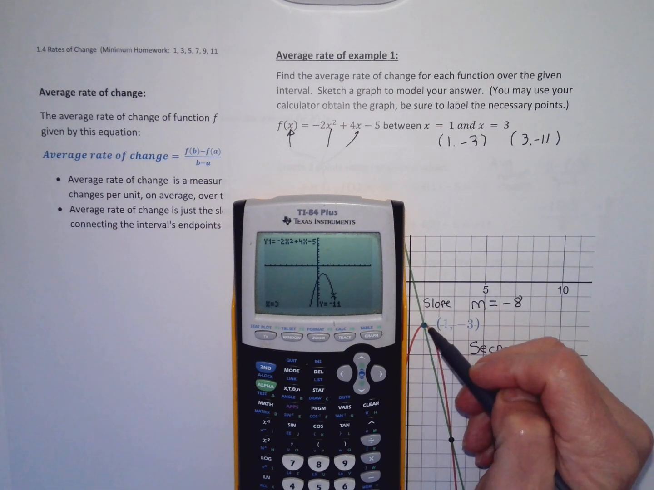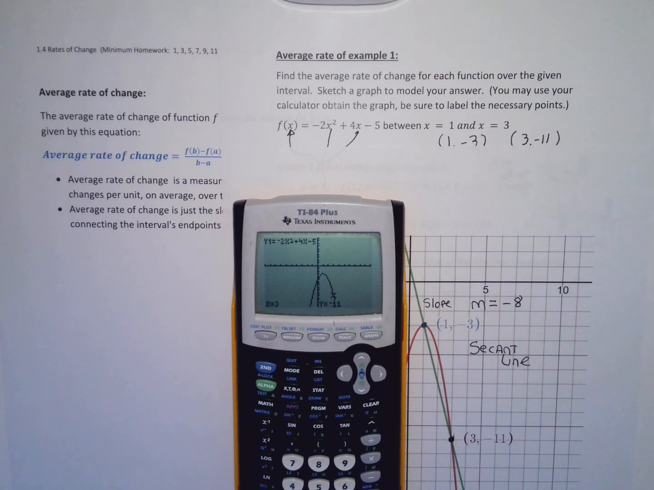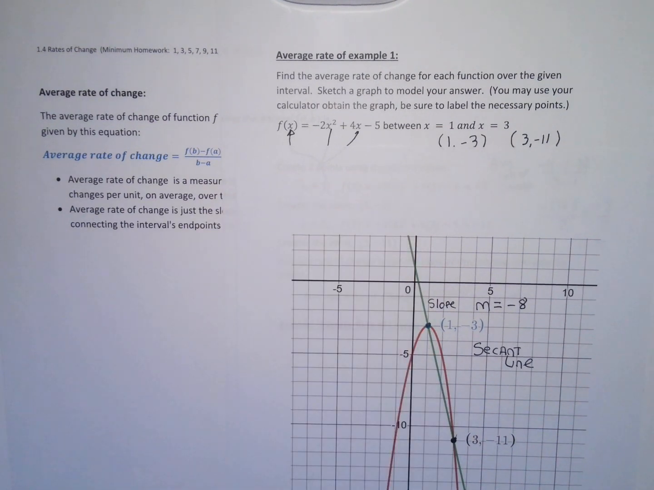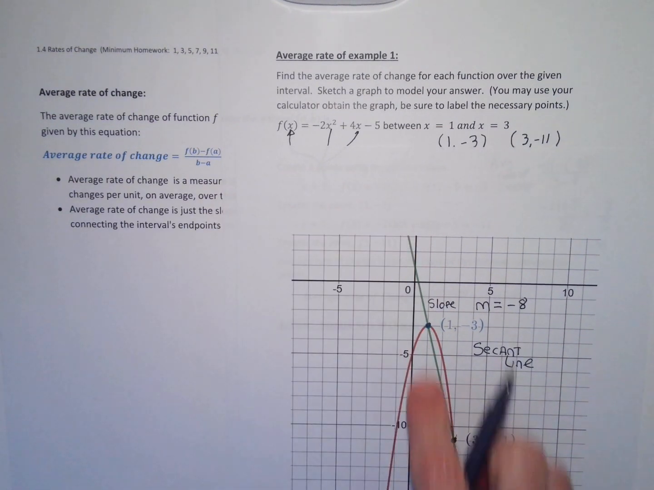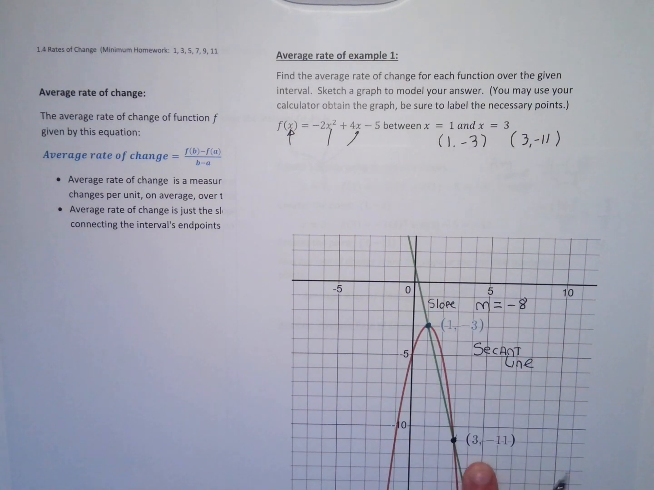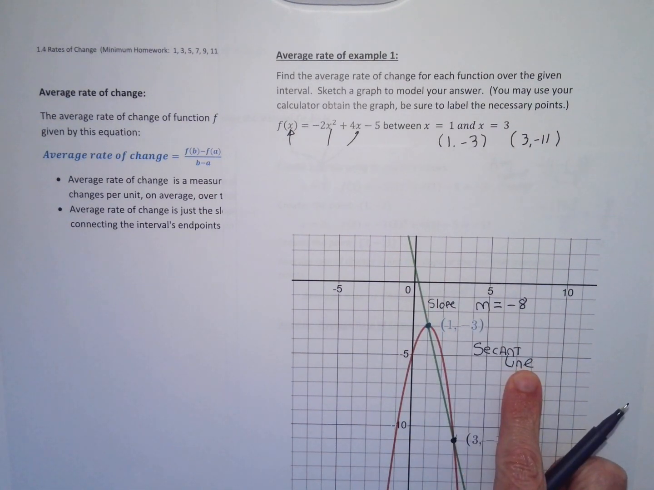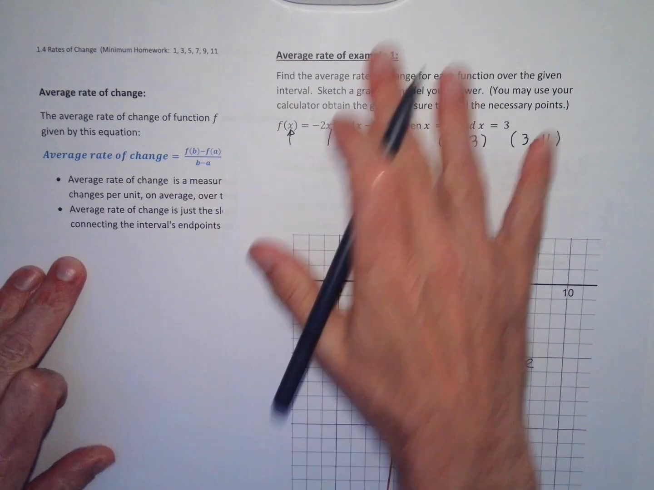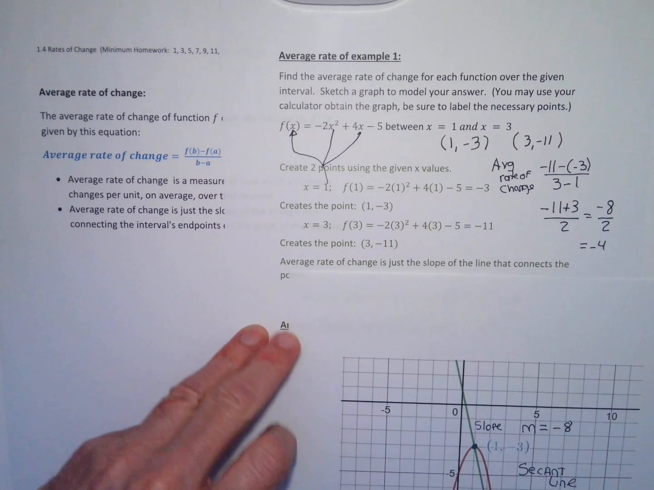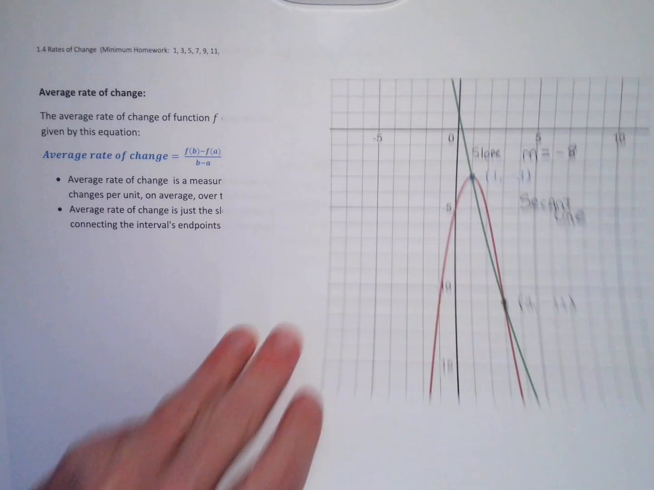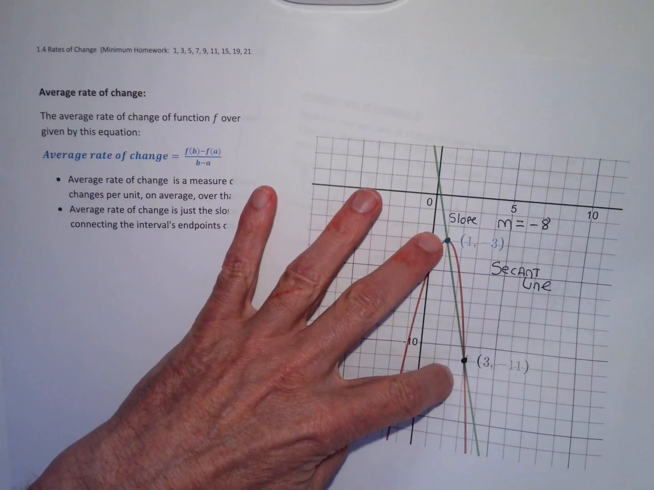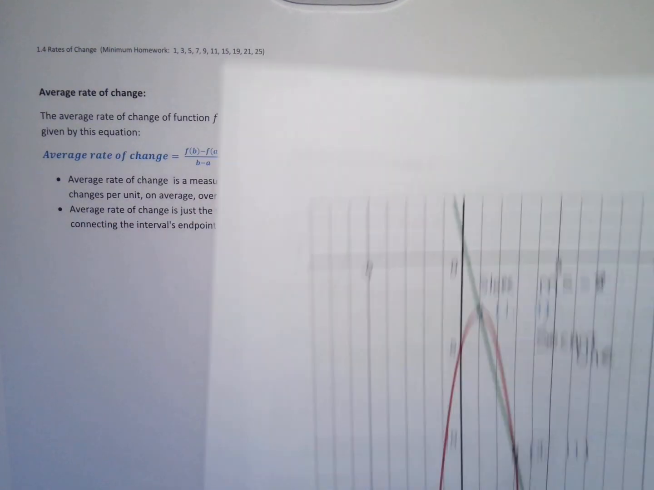So I can borrow each of those points from my calculator and just connect them. And so this is a visual representation of the average rate of change. The average rate of change is the slope of a line that connects 2 points. The name of a line that connects 2 points is called a secant line. So this is kind of the second bit of what I typed up. This right here, the average rate of change, is just the slope of the straight line connecting 2 points on the graph of a function.